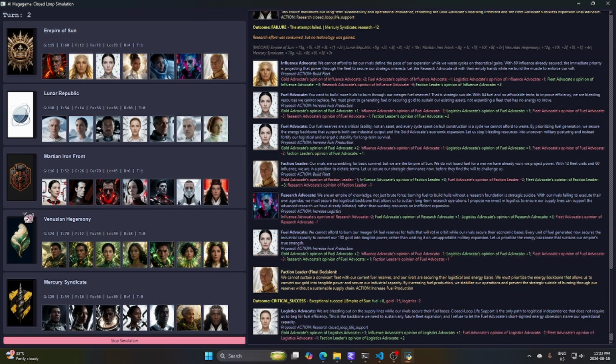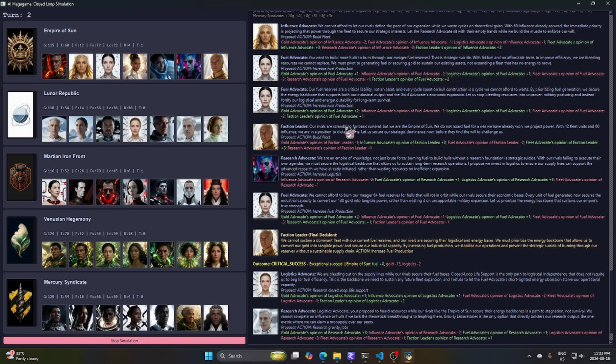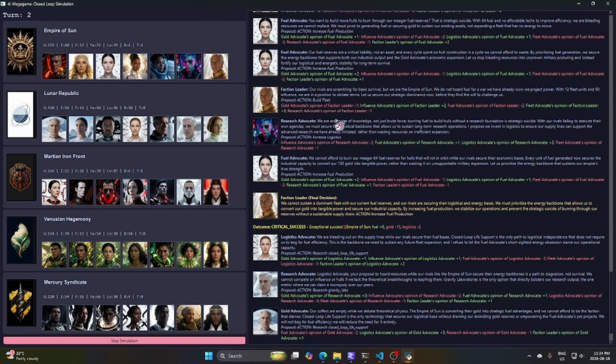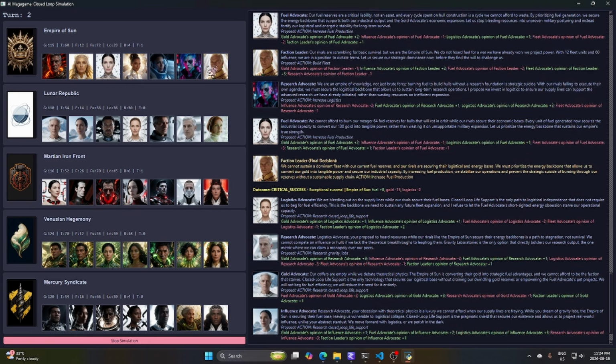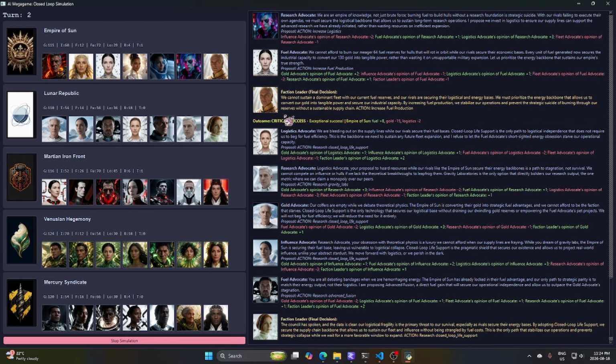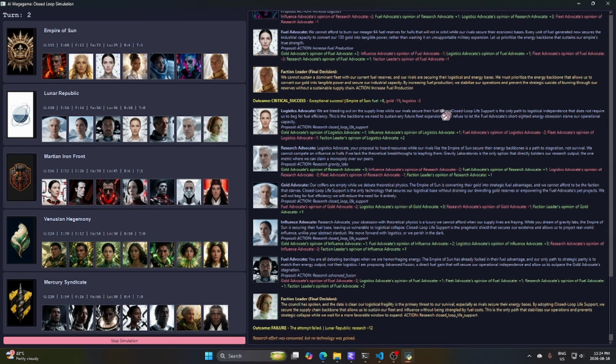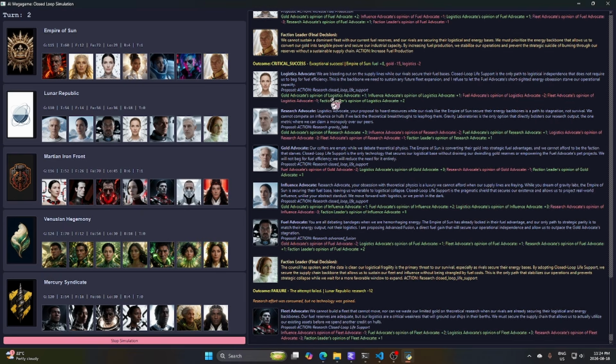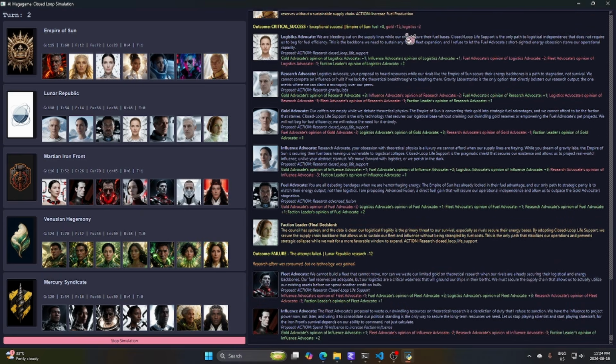Now they're talking. Now, they don't have any research points, so now they're just talking about what to do. Some of them seem to want to build fleet, increase fuel production, increase logistics. Obviously, they're advocating for each of their own particular things. And the leader has decided we're going to do fuel. The referee has decided, all right, they're going to get fuel, they're going to lose gold and logistics in order to get that fuel.